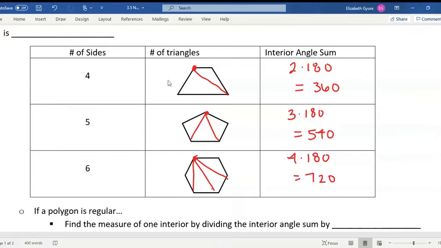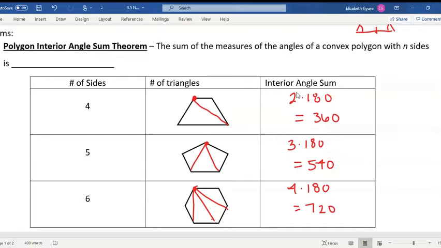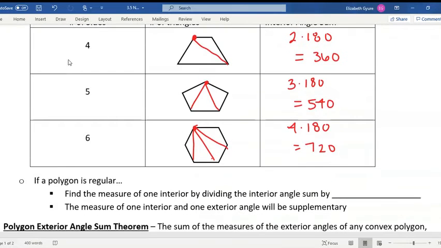Now, if you take a look, each time you figure out the number of triangles, it is 2 less than the number of sides. So 4-sided shape has 2 triangles. 5-sided shape has 3 triangles. 6-sided shape has 4 triangles. And then you multiply it by 180. So as a generic formula that we can use for any polygon, what we're going to do is take the number of sides, which is n, minus 2, and then multiply that by 180. So that's (n minus 2) times 180 for our formula.